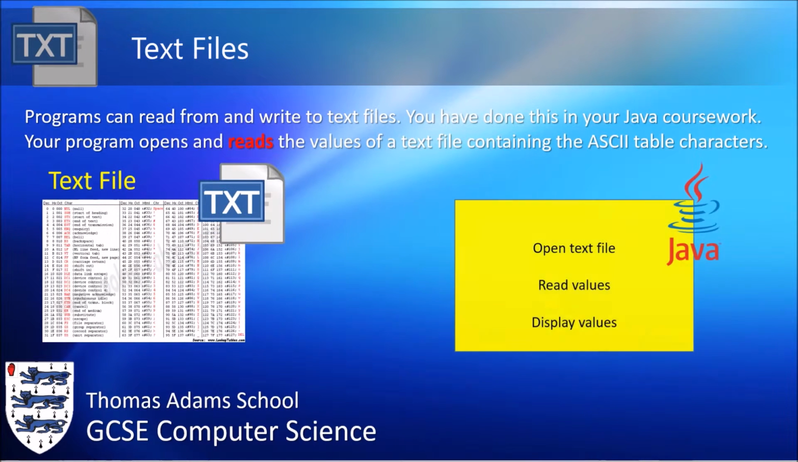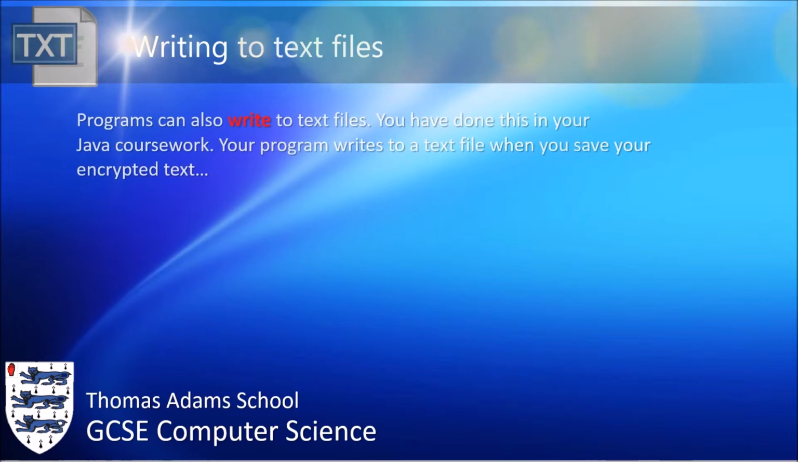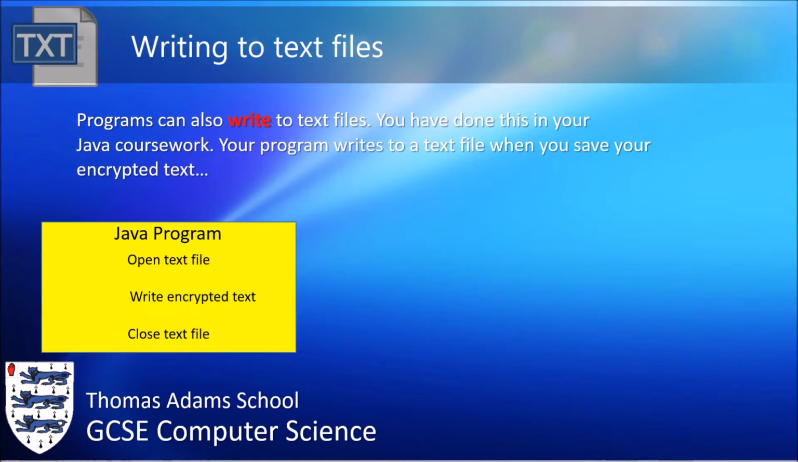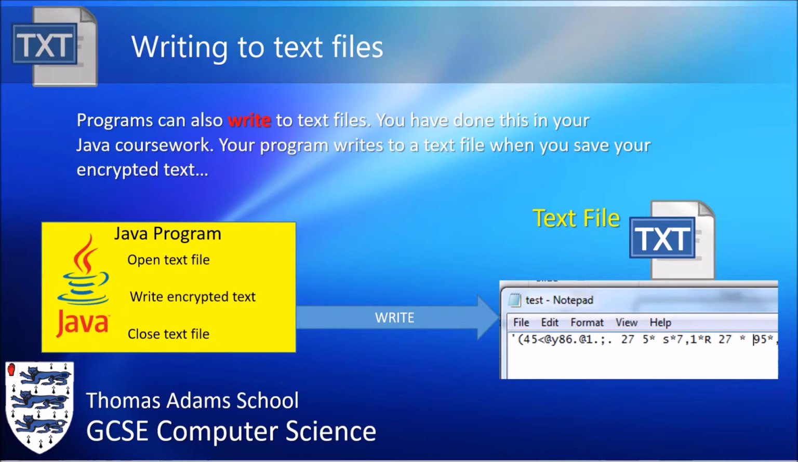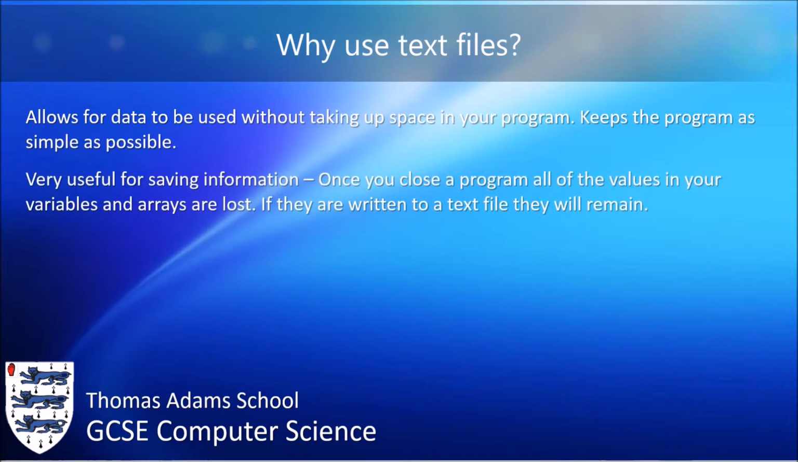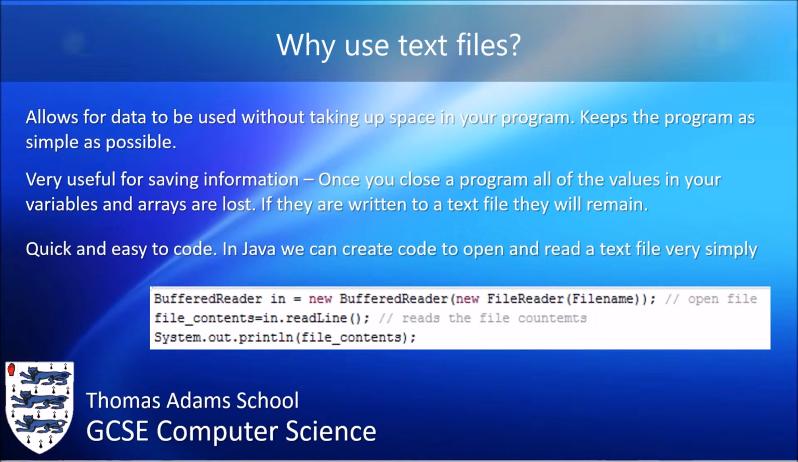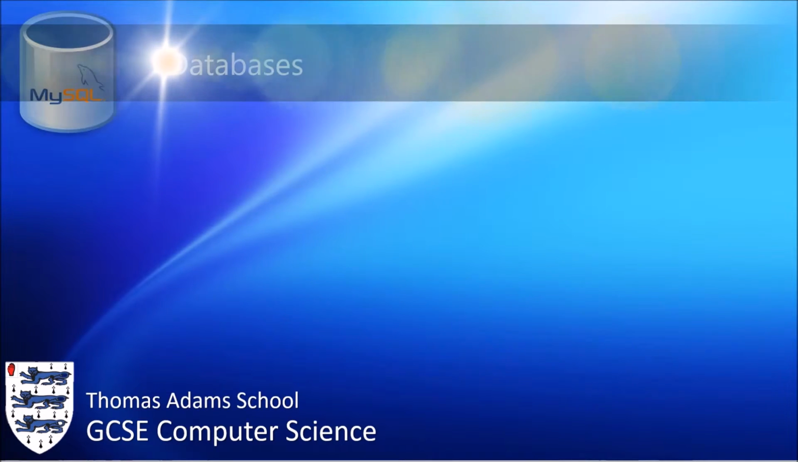You created a program which read from a text file containing the ASCII table values. The same program involved writing to a text file as well. When your program encrypted text, it then wrote the text to an external text file. Reading from the text file saved you from having to type the ASCII values in, and writing to it allows you to save the data when you've done. It's also very easy to code a program to do that.